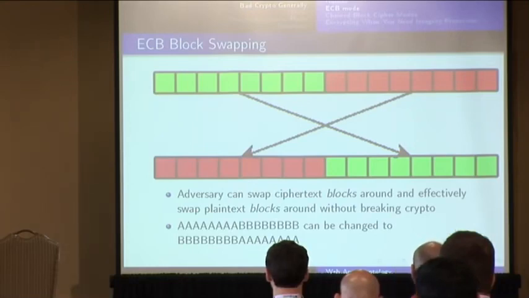Like, without knowing the key, I can just swap the ciphertext blocks around. Even if it's base 64 encoded, I could decode it and swap them around. And maybe one of them is, maybe the green is the source account number and the red is the destination account number, right? So now I've reversed a transaction, perhaps. And that doesn't break the crypto.